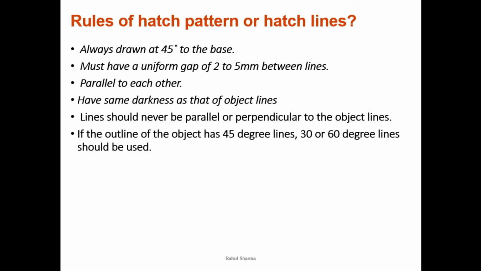If the outline of the object is already at 45 degrees, as we know we have to make the hatch lines at 45 degrees, and the outer object is already at 45, then by this rule we should not draw the hatch lines parallel to that edge. So what to do in that case? We can take the angle 30 or 60 in those cases only.